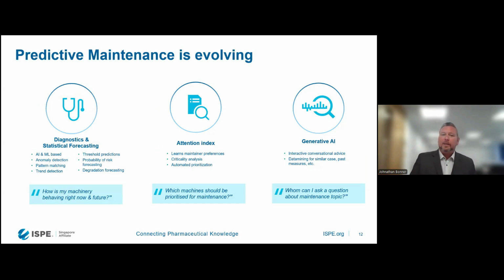Predictive maintenance is evolving, and these requirements are very much in your grasp. So predictive maintenance, really, if we think about it as online condition monitoring with automated knowledge and understanding, could fall under diagnostics and statistical forecasting. Essentially, how is my machine, my process, my line behaving now? And how is it going to be behaving in the future, in a few days, in a few weeks, in a few months?